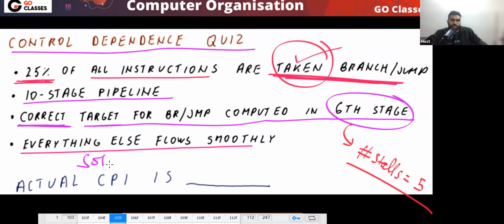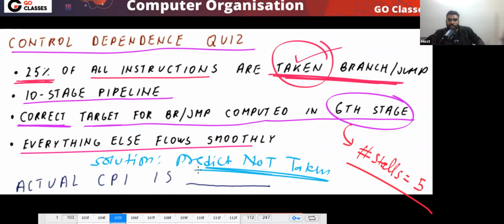Let's assume you are using this solution. I did not mention the solution, right? Did I mention the solution? What is the solution? So let me assume the solution is predict not taken.